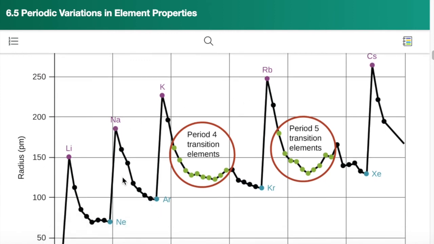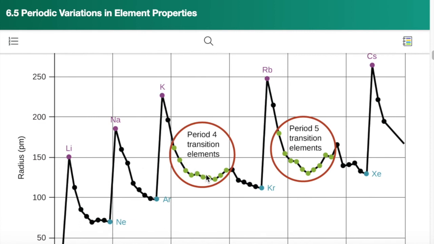Within a period, like say the third period, starting with sodium, going to magnesium, and then aluminum, silicon, all the way to argon, you do see a decrease in size. So left to right across the periodic table, you see a decrease in size. There's an increase going from right to left. It's definitely smoother in these main groups.